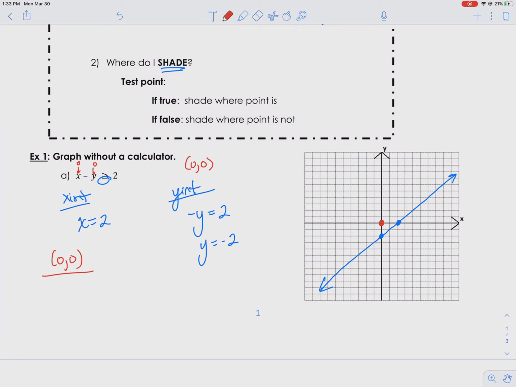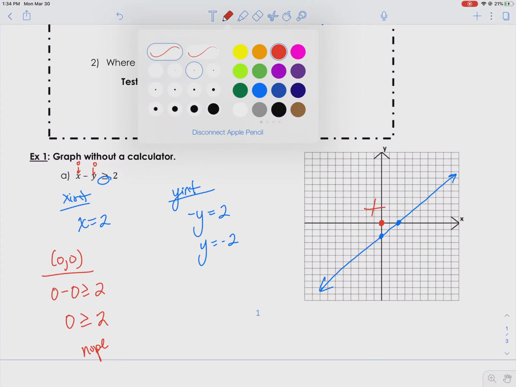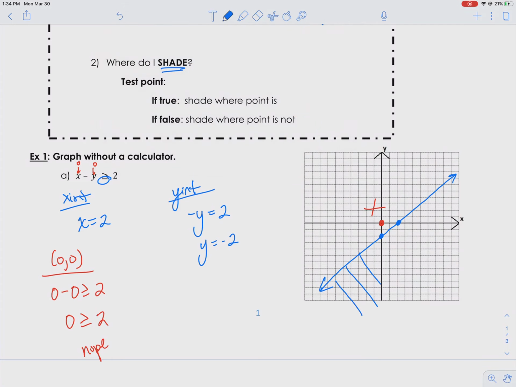So I'm going to put 0 minus 0 is greater than or equal to 2. Is that true? Is 0 greater than or equal to 2? Nope. So that means I'm not going to shade over there. If it's not true, I don't shade over there. I'm going to shade on the other side. That means any point in the shaded region or on that line, if you plug it into this equation, you're going to get something greater than or equal to 2.